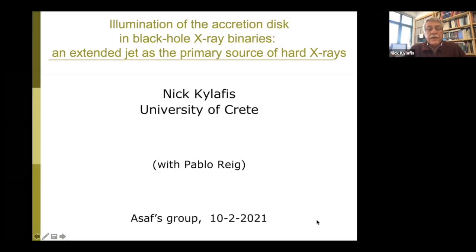Ready. So I will tell you today about the illumination of the accretion disk in black hole X-ray binaries. We see reflection from the accretion disk, but we really do not know where it comes from. And people usually say, okay, let's use the so-called lamppost model, where at some height h above the black hole, we put a source and that source illuminates the disk. This is a nice mathematical problem, but it has no physics in it.